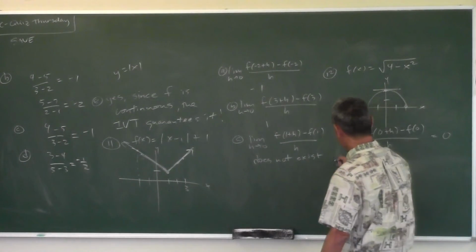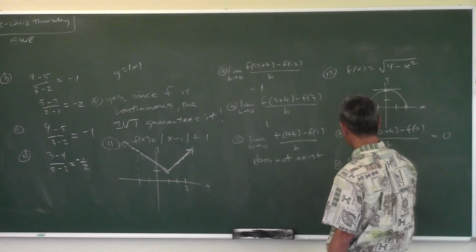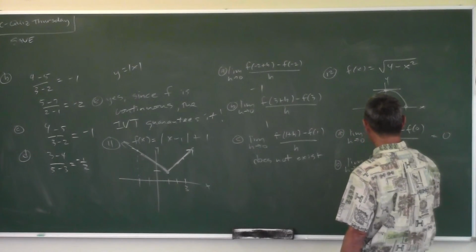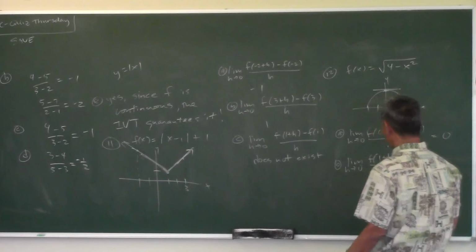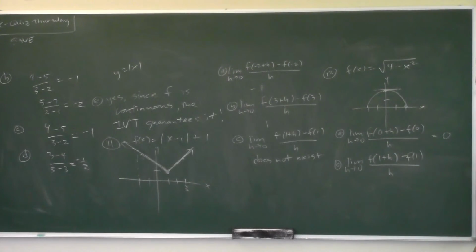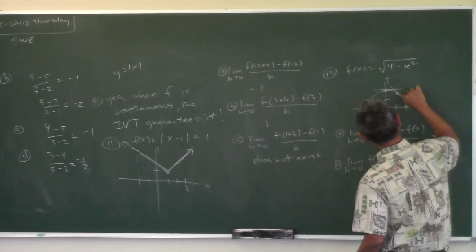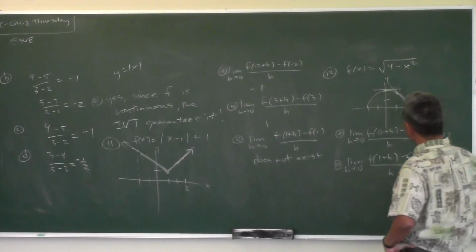Child's play. And then of course, you gotta have at least one problem to separate the sheep from the goats. Limit as h approaches 0, f of 1 plus h minus f of 1 all over h. What is the slope when x is 1? That would be right there. What is that slope? Now this one you gotta do a little bit of thinking.